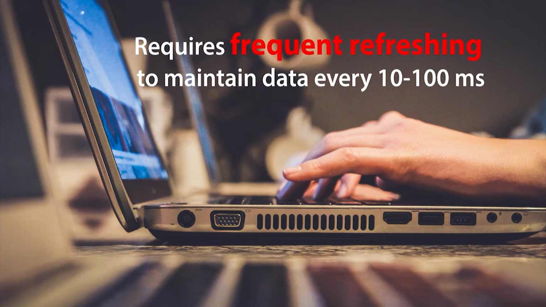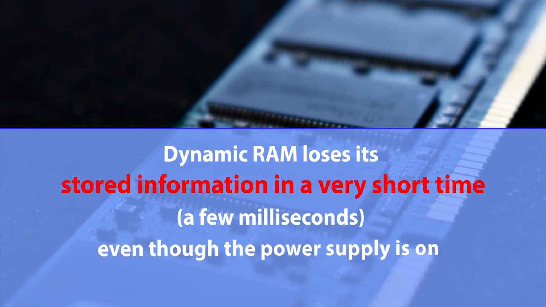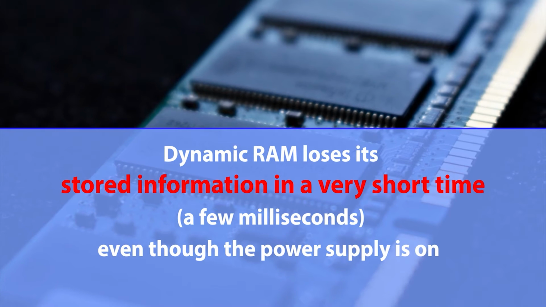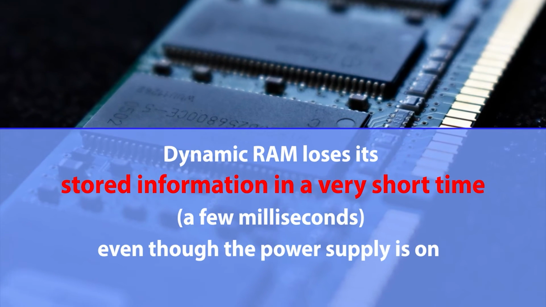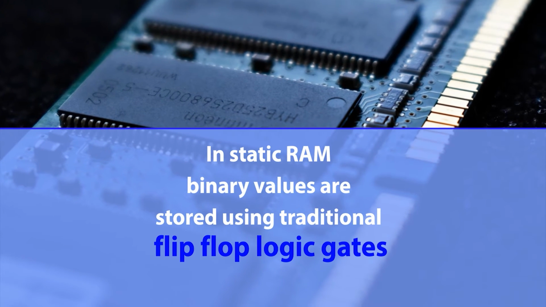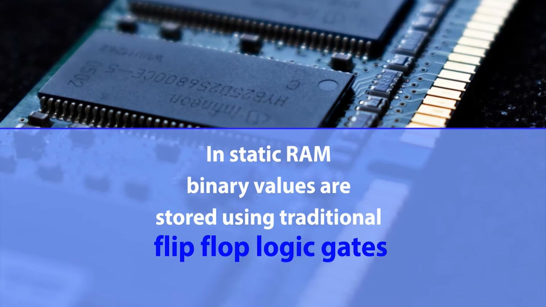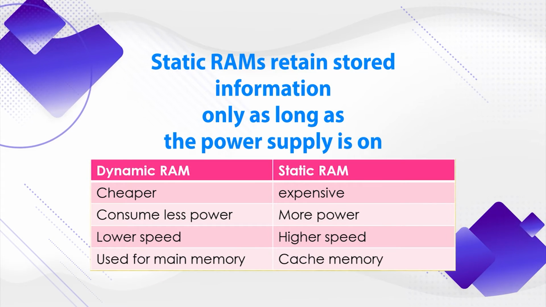For that very reason, in dynamic RAM we make use of frequent refreshing. That means within a period of 10 to 100 milliseconds, somewhere in between, we have to keep on refreshing the memory. That means we have to keep on maintaining that charge. And for that reason, the dynamic RAM loses its stored information in a very short period of time if not refreshed, even when there is a power supply on to it. On the contrary, in static RAM the values are stored through traditional flip-flop logic gates, and there we have no concept of losing information because of leakage of charges, because there are no capacitors, and we can store this information as long as the power supply is on.